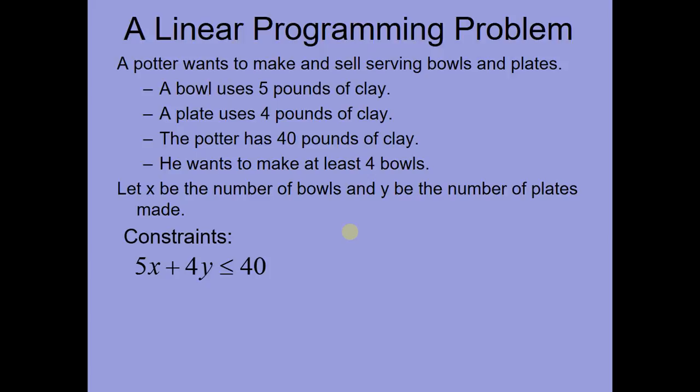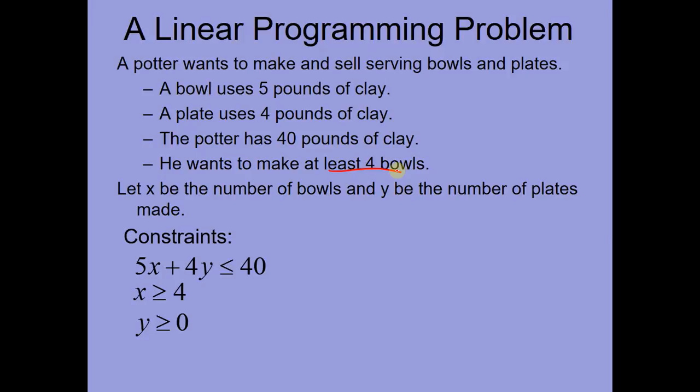So, we made a constraint of 5x plus 4y needs to be less than or equal to 40. Another constraint, he needs to have at least 4 bowls. So x needs to be greater than or equal to 4 because he wants to make at least 4 bowls. At least means at the very minimum, he wants 4 bowls. Then, we also cannot make negative plates. So y needs to be greater than or equal to 0.